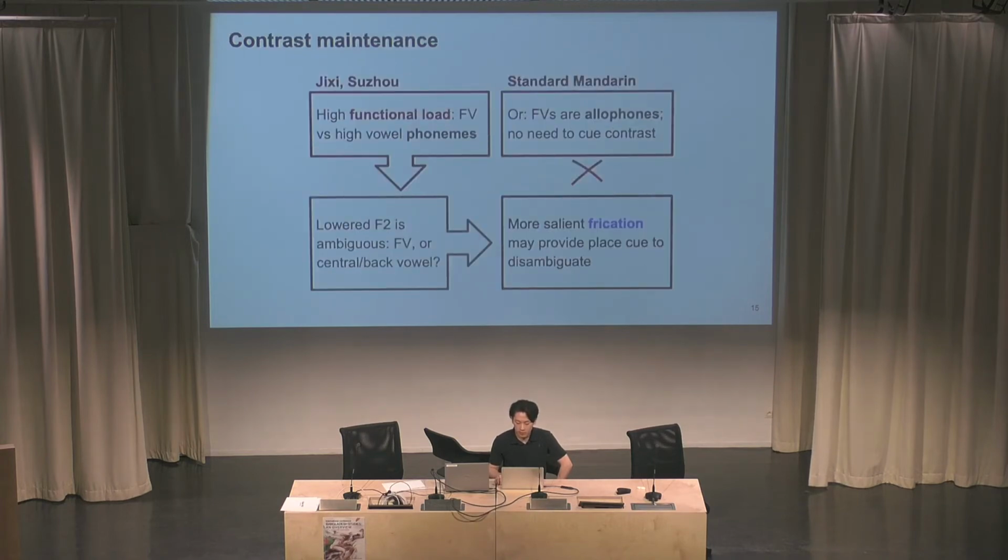But there is another force working in the other direction. Fricative vowels, when contrastive as in Suzhou or Jixi, have fairly high functional loads. Speakers may seek to avoid confusion with high vowels and exploit any secondary cue available to enhance this contrast. Supralaryngeal frication would crucially provide place information. So some languages may use a high frication strategy if there are contrastive vowels which are confusable with fricative vowels.